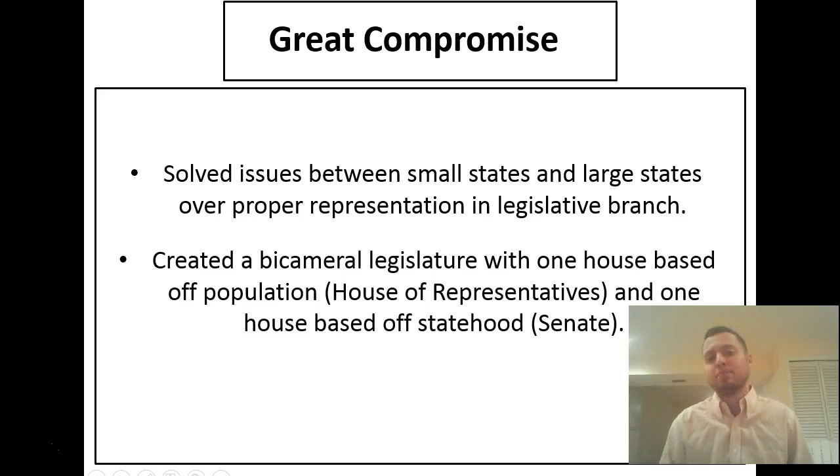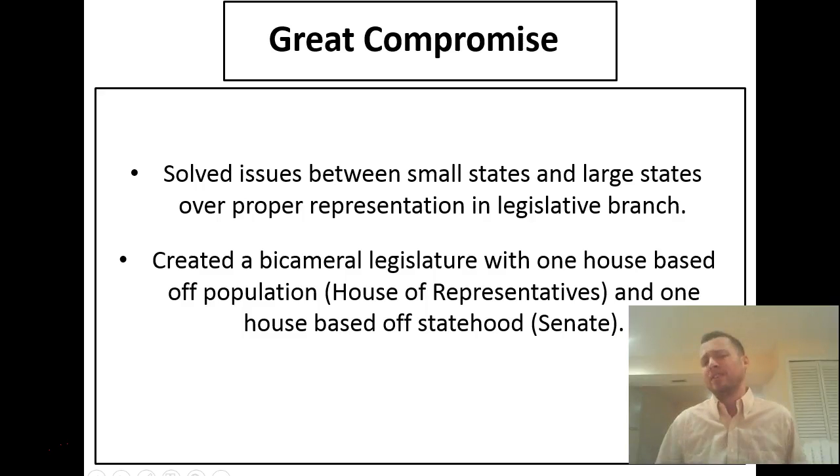One house is based off population. You got more people, you get more power. You get more representatives. That's why it's the House of Representatives. And the other one is based off statehood. That's the Senate. Every state is exactly the same. Every state gets two senators in the Senate.